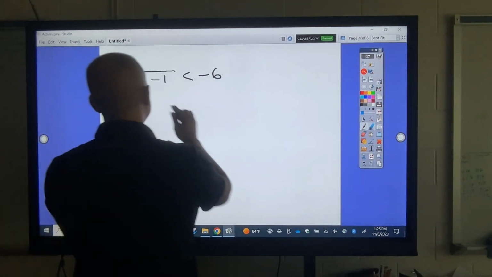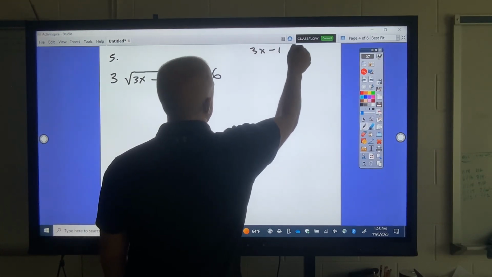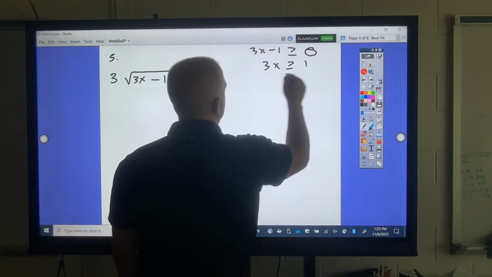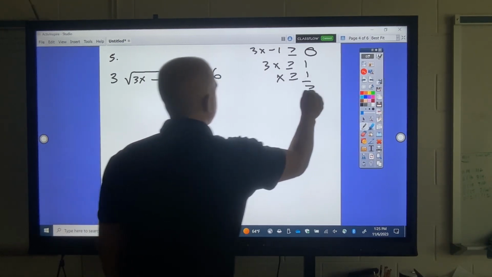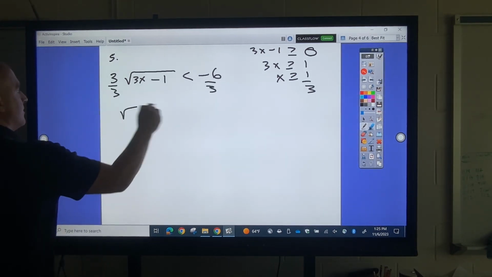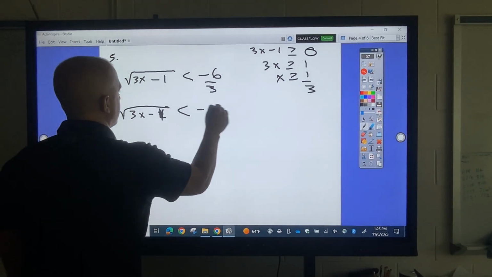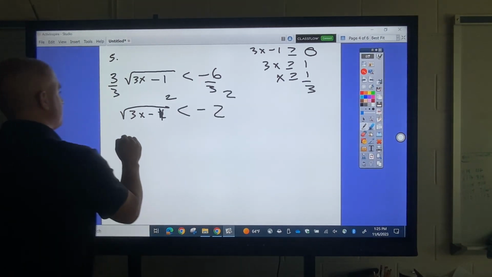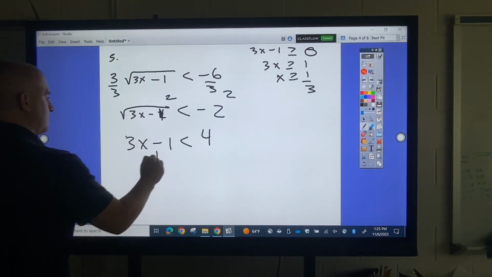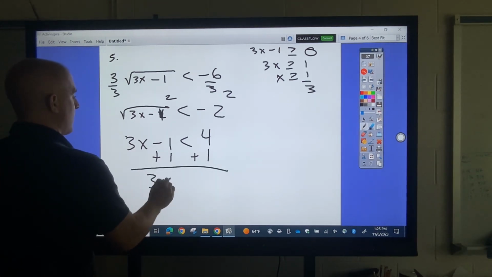Now, here's the idea. I got 3x minus 1 has to be greater than or equal to 0. So 3x got to be greater than or equal to 1. X got to be greater than 1/3. Okay. Now, if I could solve this, divide by 3, you get radical minus 1 less than -2. Square that side. It's going to be 3x minus 1 less than 4. Add 1. Add 1. We got 3x.